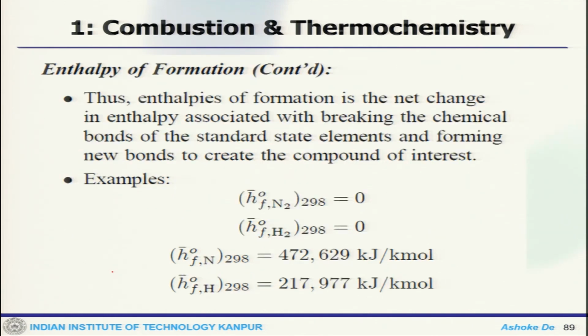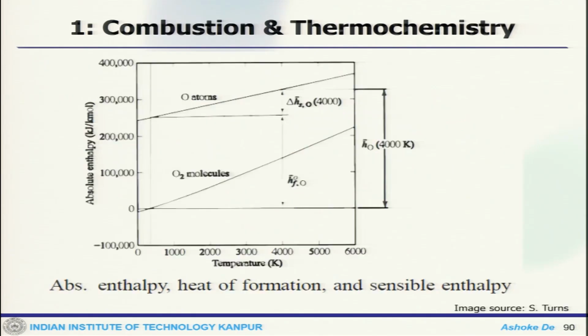So, you can think of the enthalpy of formation as the net change in enthalpy. In text, one can write it as the net change in enthalpy associated with breaking the chemical bonds of the standard state elements and forming new bonds to create the compound of interest. For example, at standard state nitrogen and hydrogen are 0, but if you look at N or hydrogen atom there are some enthalpy of formation. This is a piece of information one can get in a book.